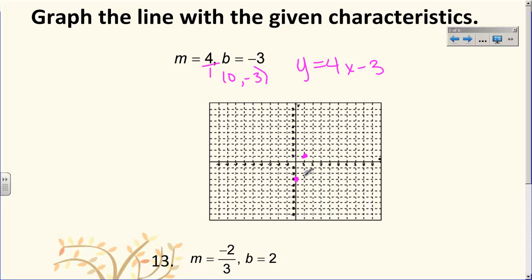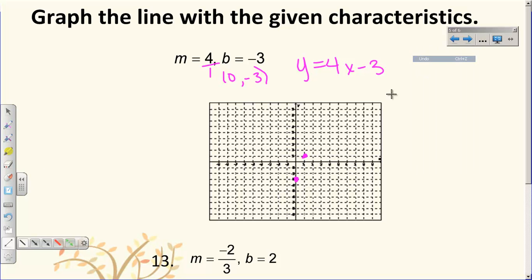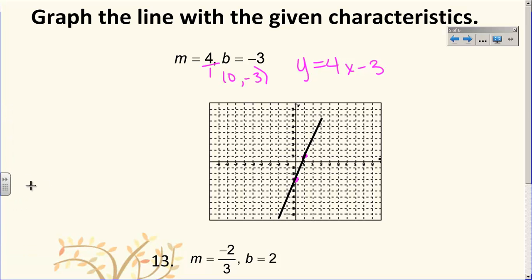And so now I have 2 points, and you only need 2 points to make a straight line. I will grab whatever I need. Oh, I will do a better job making a straight line in just a second. That was pretty bad. I will grab my ID or my badge or whatever it is that I need so that I can make a straight line, and I will draw myself a line that goes through those 2 points, and that is what that line looks like. So I have now graphed that, and that line right there has a slope of 4 and a y-intercept of negative 3.